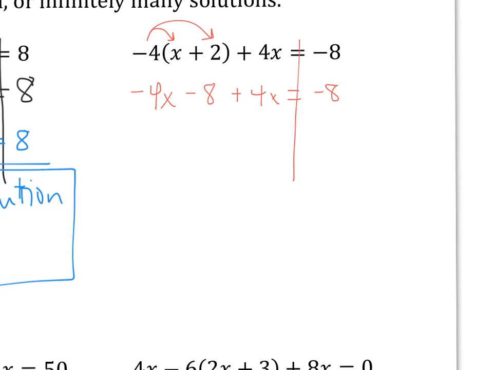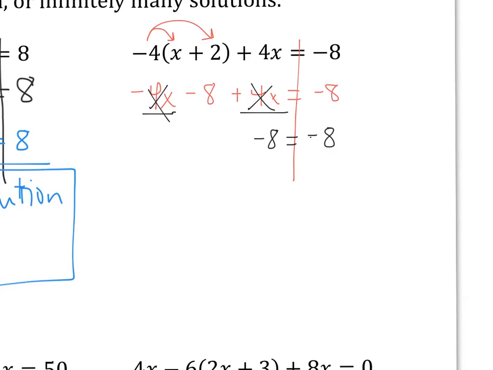I see that I have some like terms. I see a negative 4x and a positive 4x. So negative 4x plus 4x is 0x, and again, I can cross those out. I don't need to write them. Because it's 0x, 0, I do not need to write that. So I'm left with negative 8 equals negative 8.